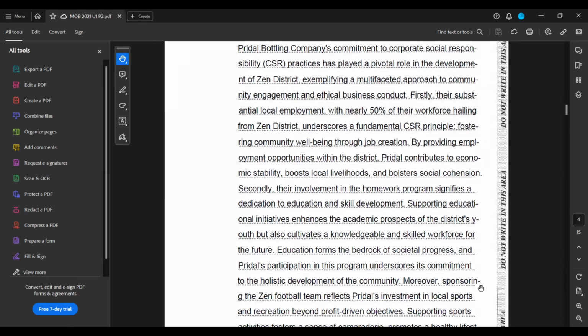Moreover, sponsoring the Zen football team reflects Pridal's investment in local sports and recreation beyond profit-driven objectives.